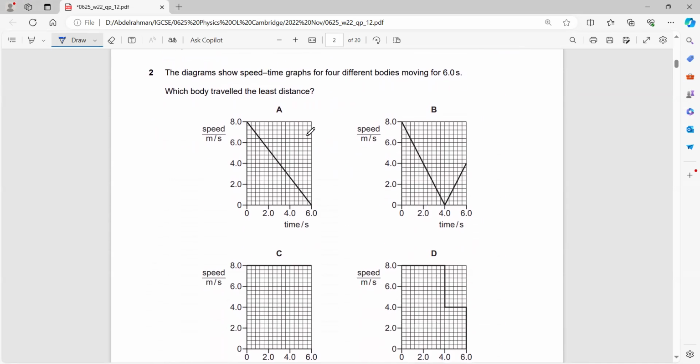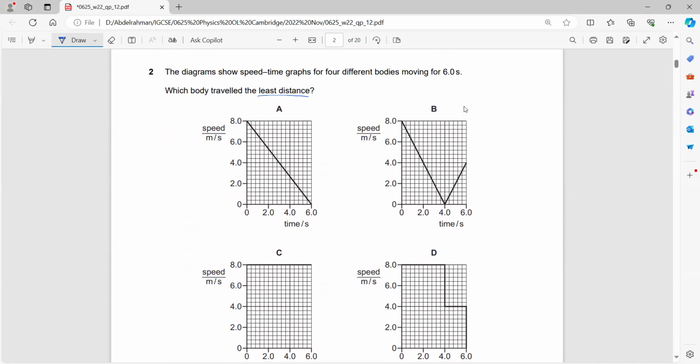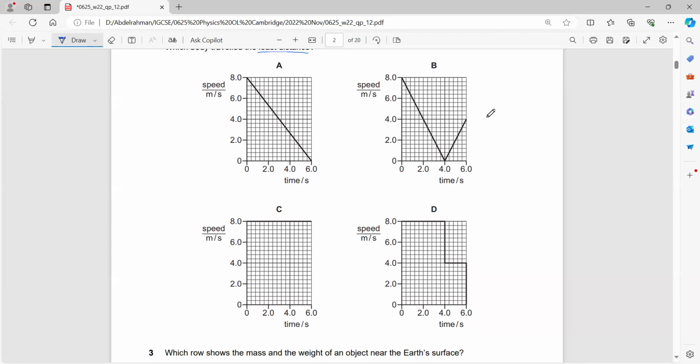Question 2. The diagrams show speed-time graphs for 4 different bodies moving for 6 seconds. Which body traveled the least distance? Least distance, so we need to calculate the area under the graph for each graph. It's quite obvious that C and D have larger areas, so we can cancel out C and D. Is it A or is it B? We need to calculate the area under the graph.